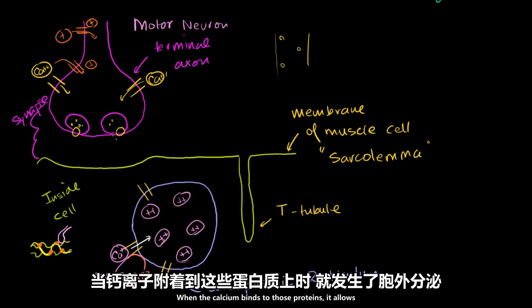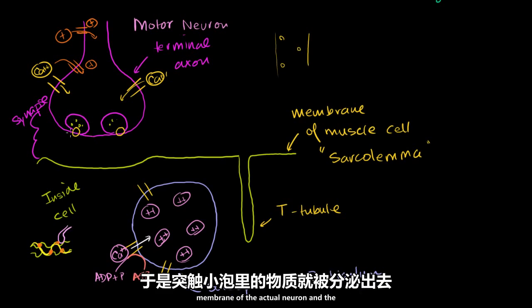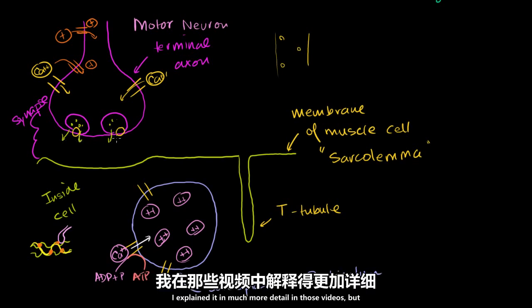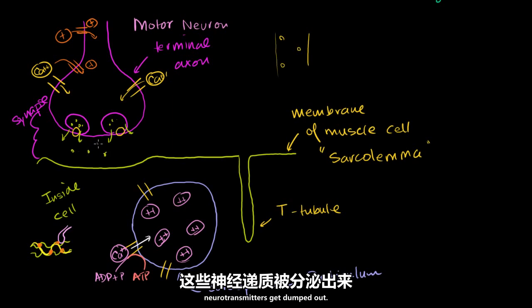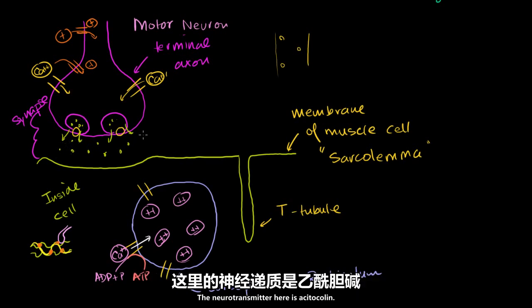When the calcium binds to those proteins, it allows exocytosis to occur. It allows the membrane of the vesicles to merge with the membrane of the actual neuron, and the contents get dumped out. This is all a review from the neuron videos. I explain it in much more detail in those videos. But you have all of these neurotransmitters get dumped out. And when we're talking about the synapse between a neuron and a muscle cell, the neurotransmitter here is acetylcholine.